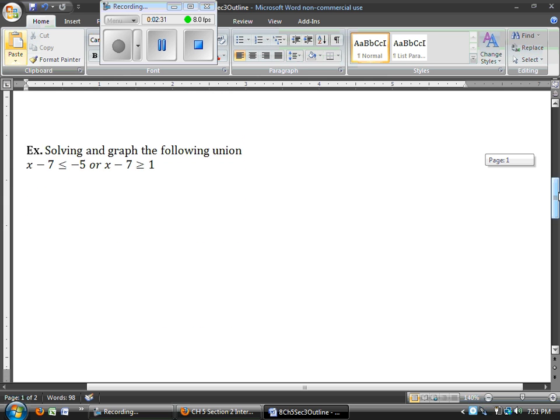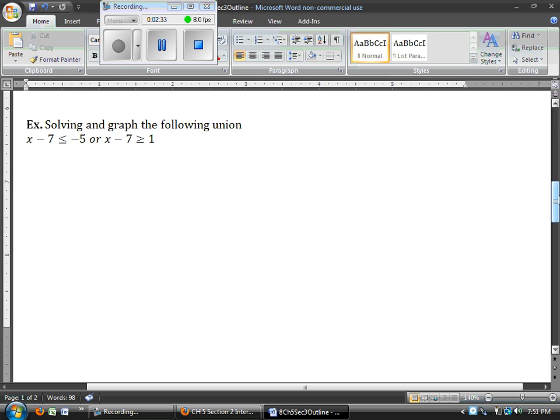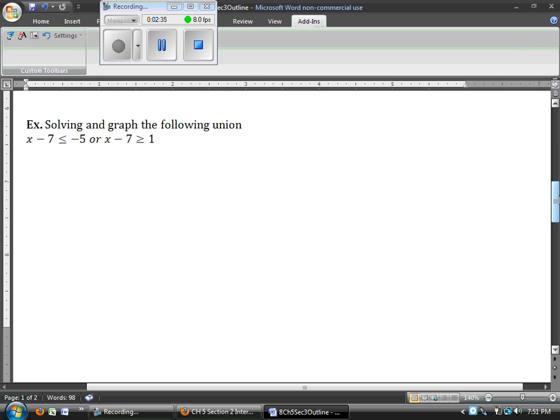If we look at one a little bit more difficult that we have to solve first, I'll have x minus 7 is less than or equal to negative 5, or x minus 7 is greater than 1. Remember, I can't write them together in a union. I always have to have the term or. But first we can start by solving for x here. And I get x is less than or equal to 2. Or if I add 7 on this side, x is greater than or equal to 8.